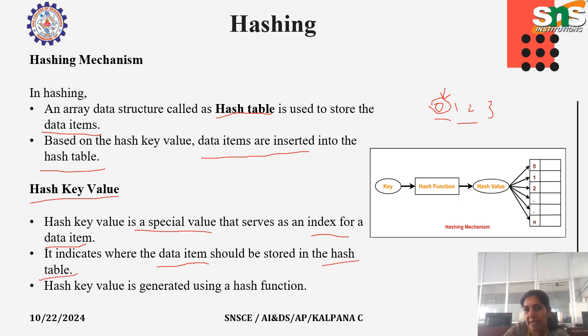Just remember our array. We store the data elements into the array at the specified position, which is the array index. Likewise, in hashing, we hash the particular data element and get the index, and at that index we insert the data element. That is the function of the hash key value. Using a hash function we generate this hash key value. We'll see what a hash function is.